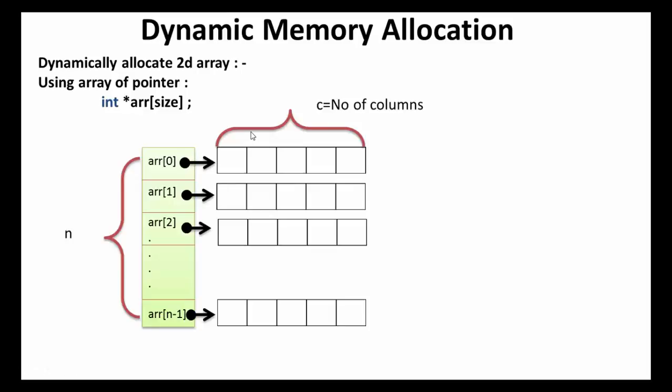So we can iterate through each of the elements of the array of pointers, and then dynamically allocate memory equal to the size of the number of columns, and then assign that allocated address to each element of this array of pointers. So it's obvious that the number of rows is equal to the size of the array of pointers, and C is the number of columns that we would have to mention at the time of iteration.